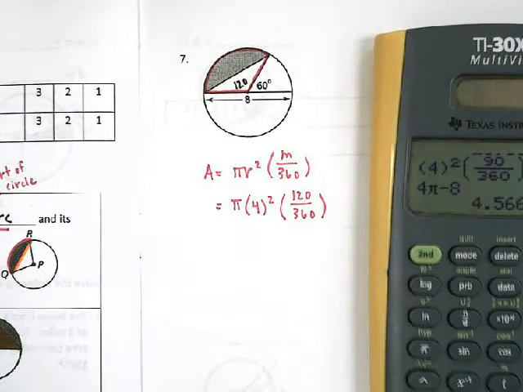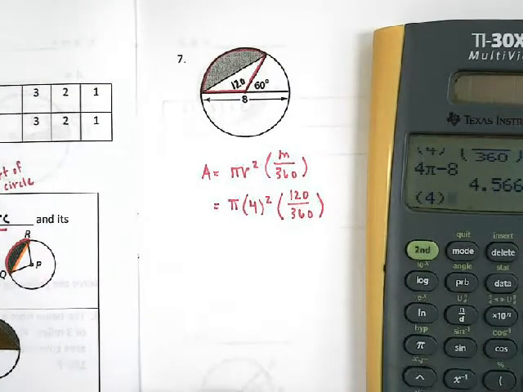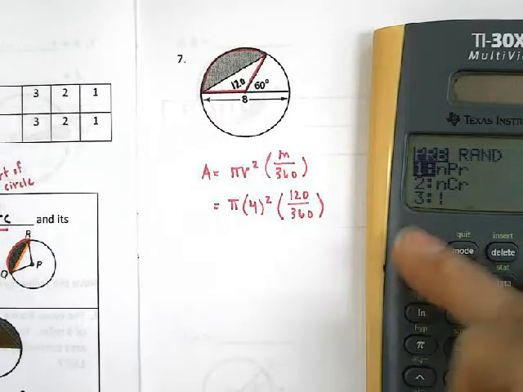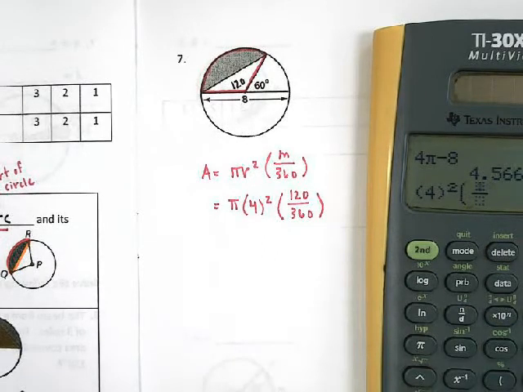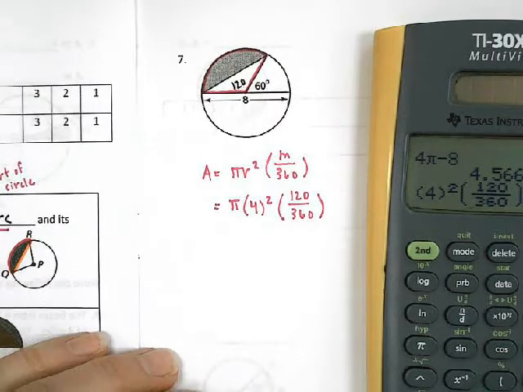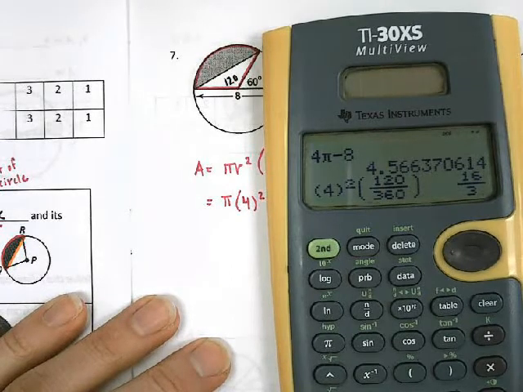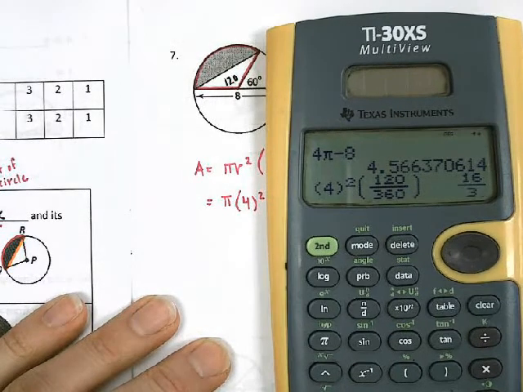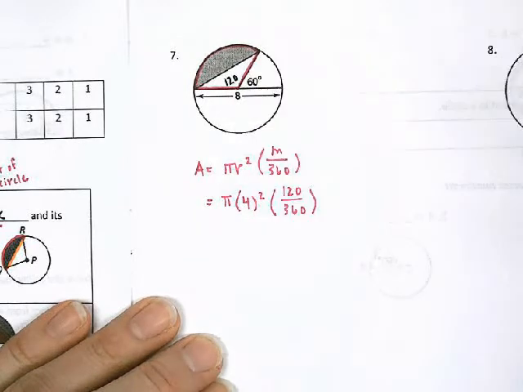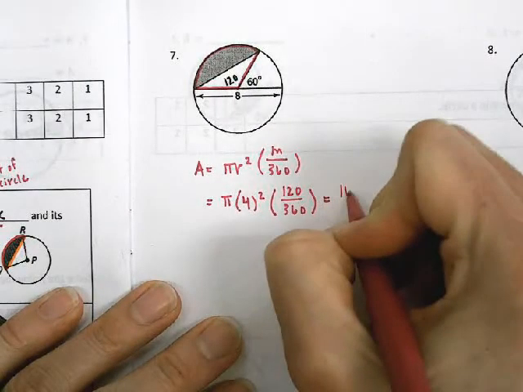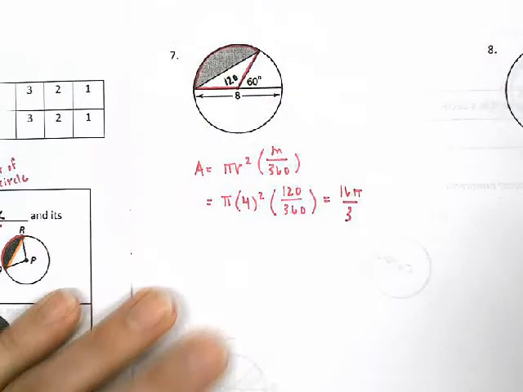So again, go to my calculator. I'm leaving pi out for now. 120 over 360. And I get 16 over 3. Put this here. So my answer is going to be times pi is 16 pi over 3. Again, we're leaving it exact at this point.